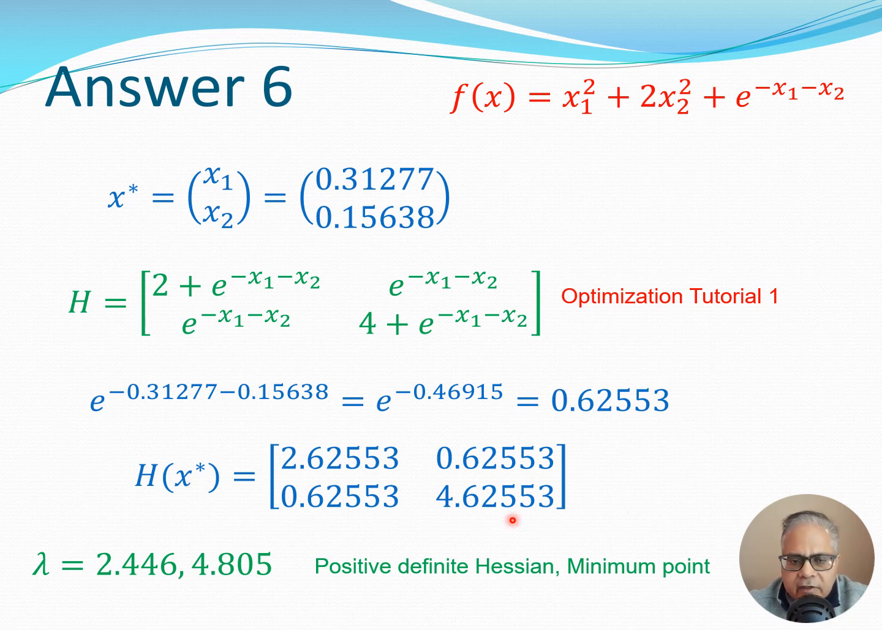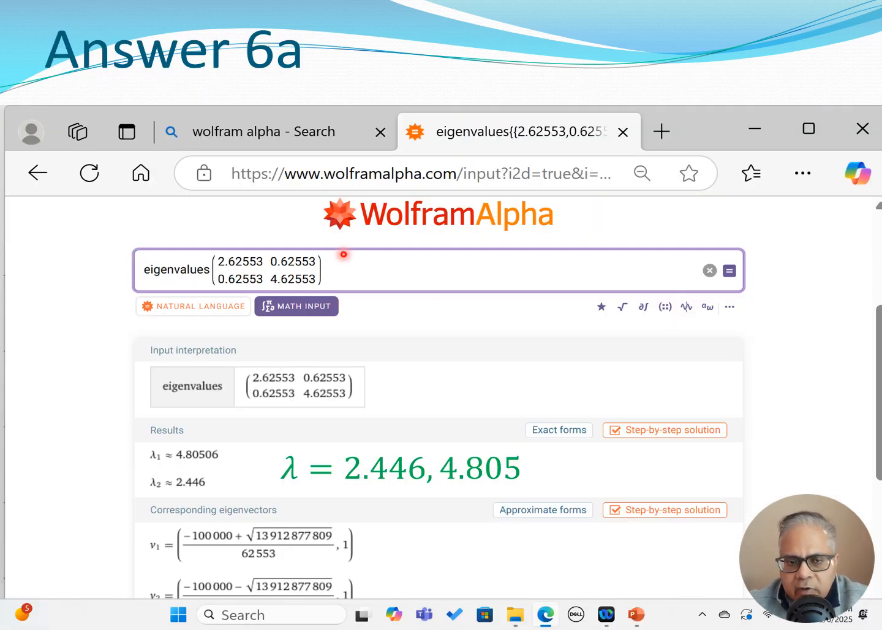Now we can find the eigenvalues of this matrix using our usual method, but here I just go to some online system and I get the values of lambda. They are 2.446 and 4.805, and so both these values are positive. Therefore I have a positive definite Hessian matrix, and therefore this point x star here, the stationary point, is a minimum point. Now if you are wondering how I got the particular lambda values, I got it again using Wolfram Alpha, and these are the two lambda values which have been given to me by the Wolfram Alpha system.